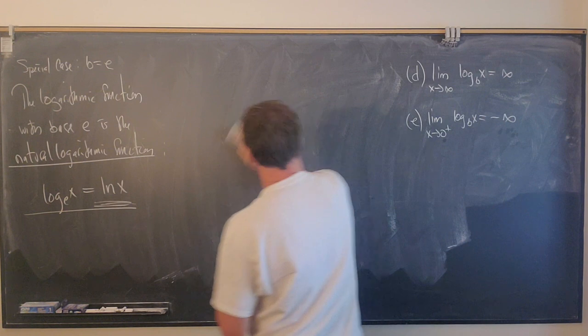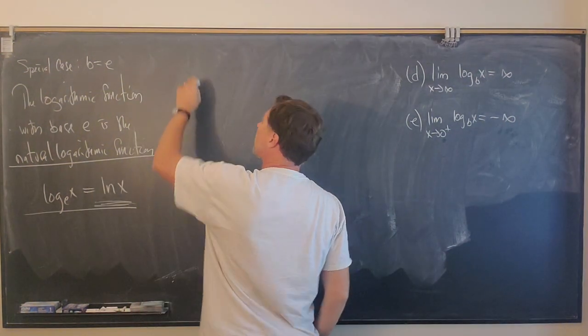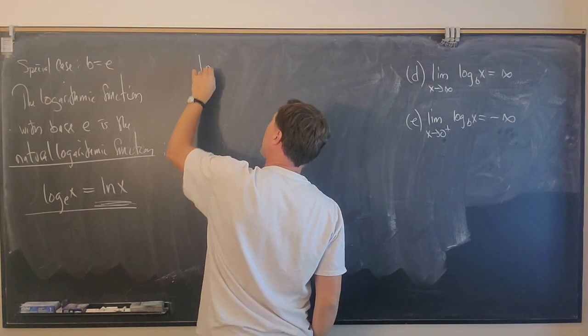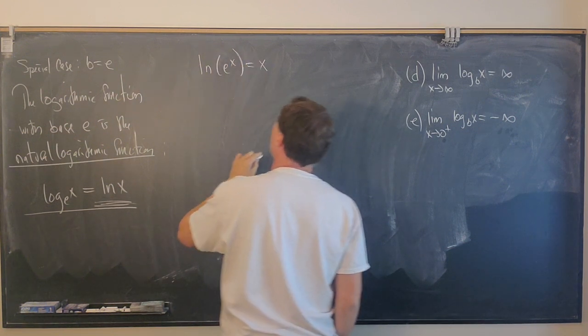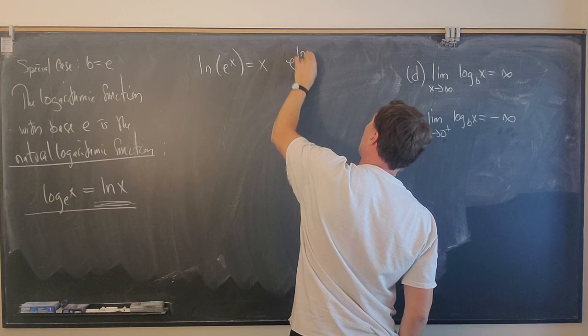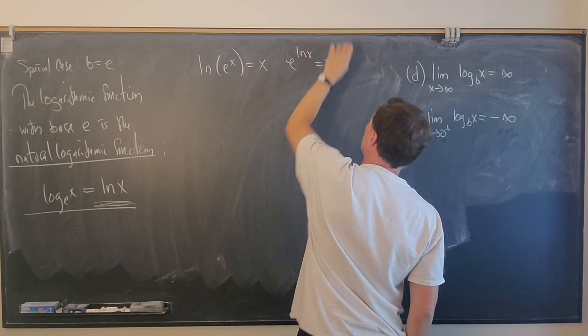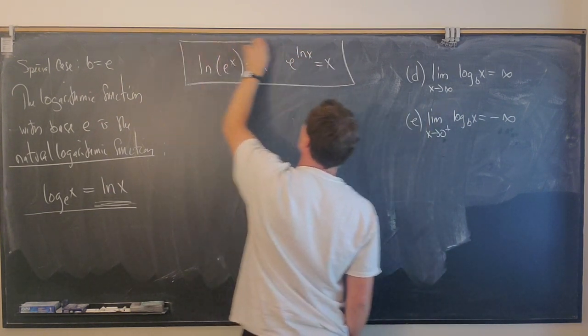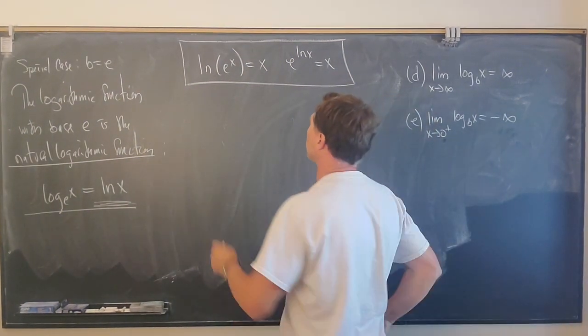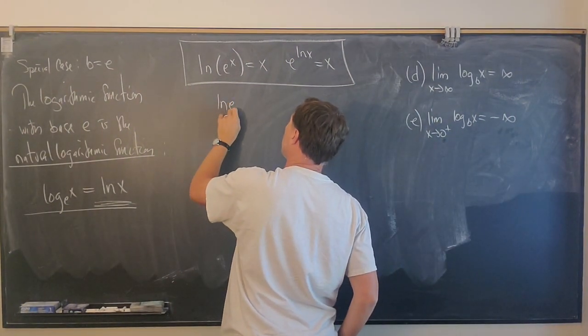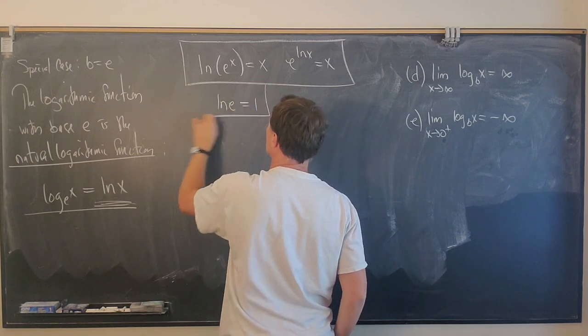Well, let me just say, right before I go on, the cancellation equations in this special case: natural log of e to the x equals x, and e to the natural log of x equals x. So those are the corresponding cancellation equations. In particular, the natural log of e is equal to 1, so there's something to be aware of.